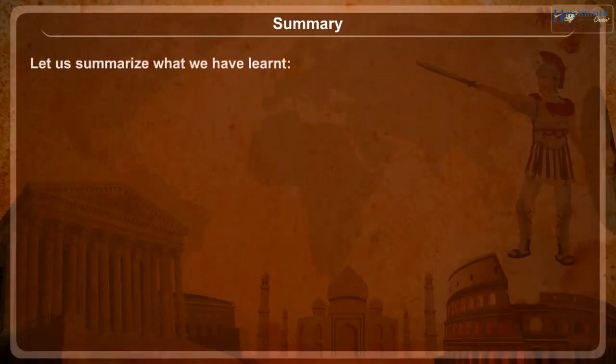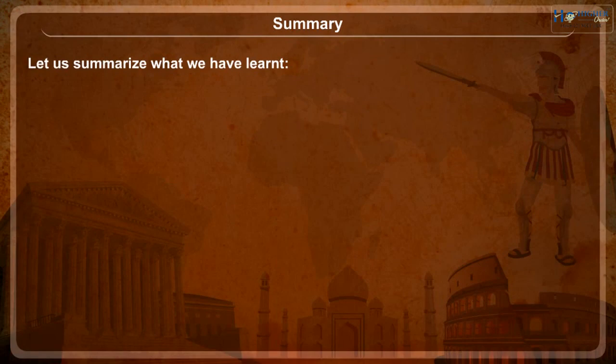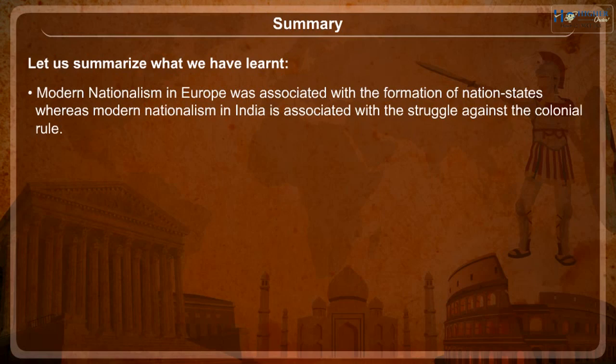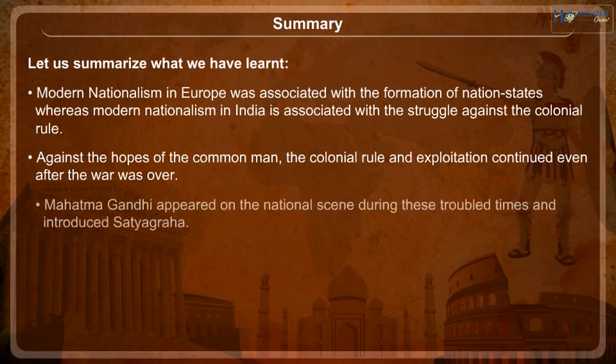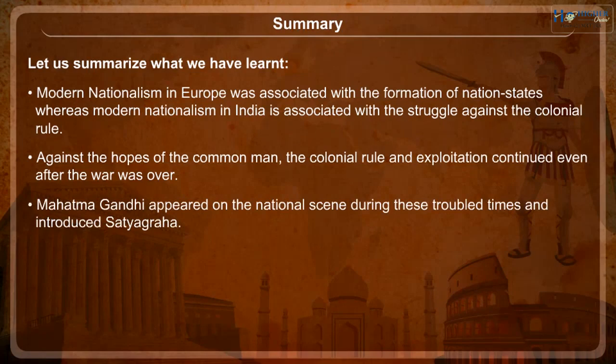Summary. Let us summarize what we have learned. Modern nationalism in Europe was associated with the formation of nation-states, whereas modern nationalism in India is associated with the struggle against colonial rule. Against the hopes of the common man, the colonial rule and exploitation continued even after the war was over. Mahatma Gandhi appeared on the national scene during these troubled times and introduced Satyagraha.